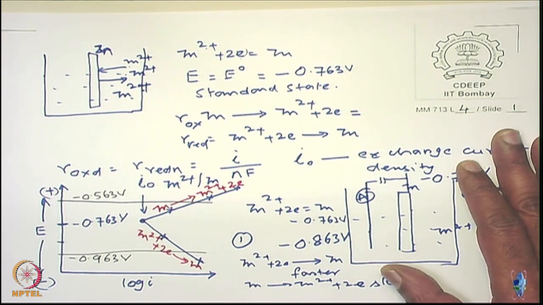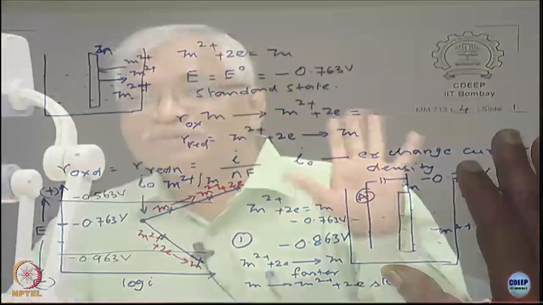When you say equilibrium, there is no oxidation, no reduction. In steady state, there can be oxidation, there can be reduction, but it does not change with respect to time. Steady state means it is not changing with respect to time. So, do not confuse the equilibrium state and the steady state. They are totally different. Okay? They are not the same.